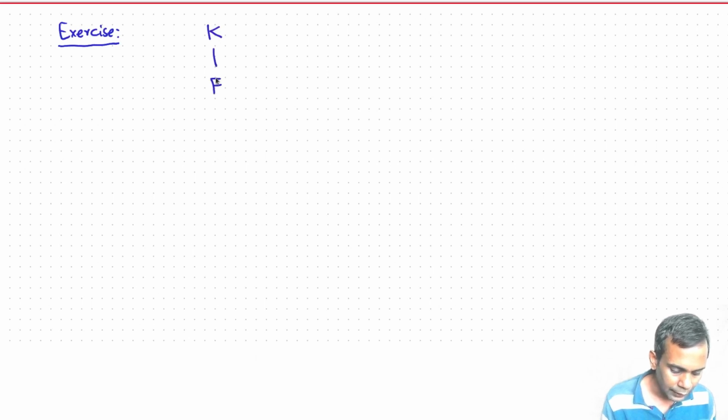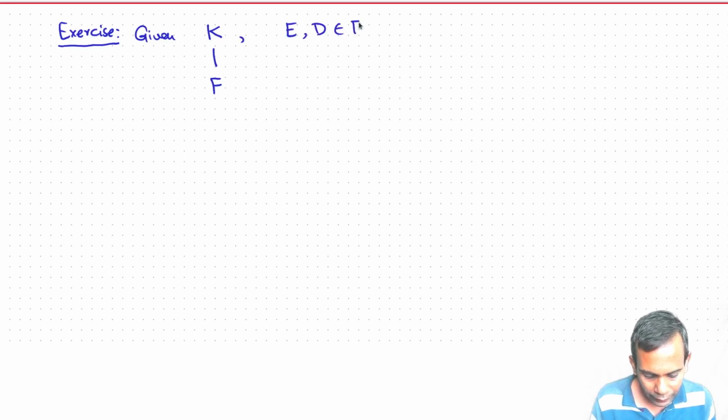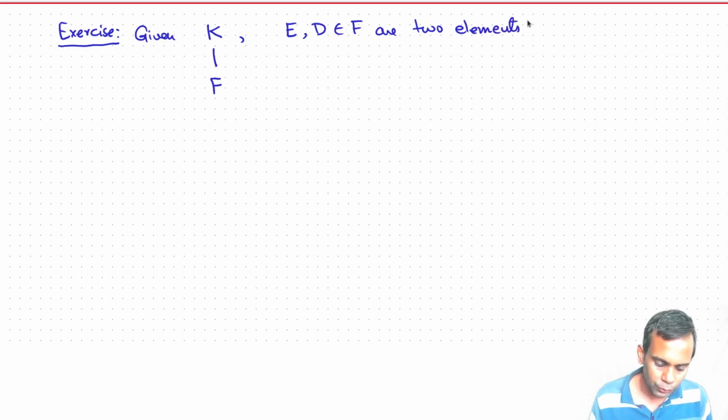Here's an exercise for you. Suppose you have some field extension K over F, not necessarily quadratic, and E and D belonging to F are two elements which do not have square roots in F.